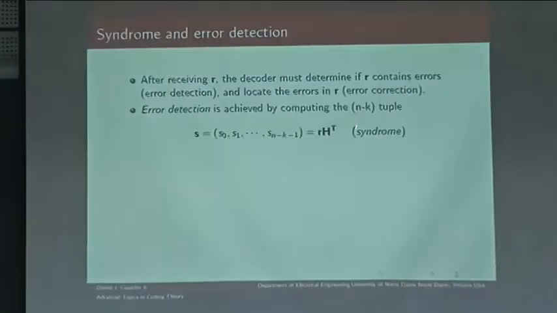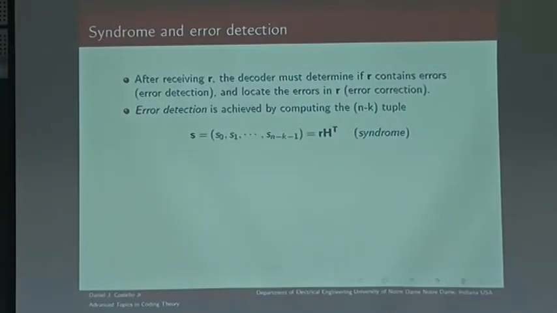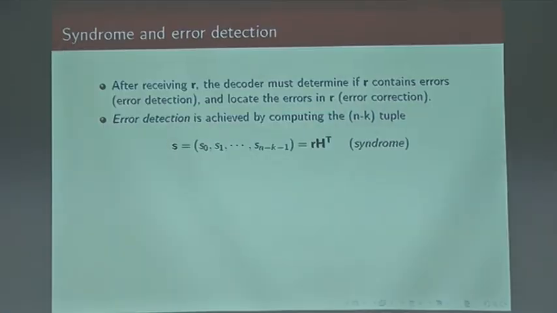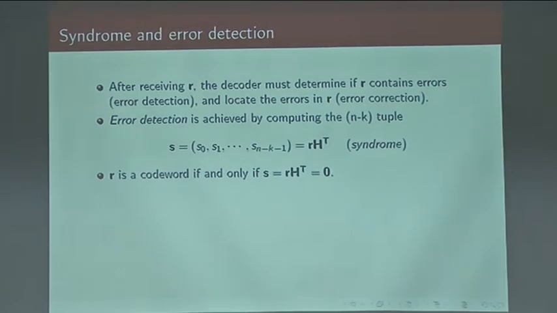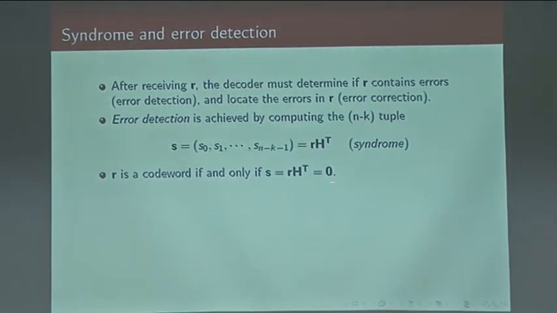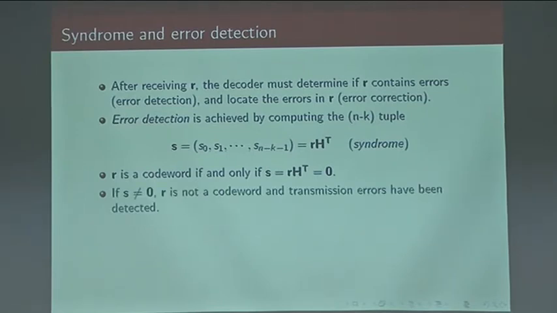So you compute this syndrome. It's an n minus k tuple. You multiply R, which is an n tuple, by H transpose, which is n by n minus k, and you get an n minus k bit vector called a syndrome. Binary. It's all binary. And R is a code word if and only if this is equal to 0. If the syndrome's not 0, R is not a code word, and we know that errors have been made. So we've done the error detection part of the decoding problem just by computing the syndrome.